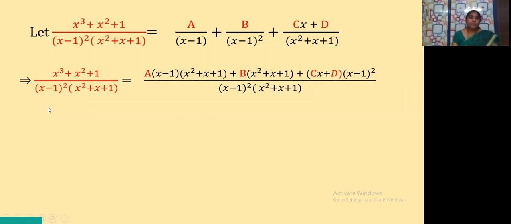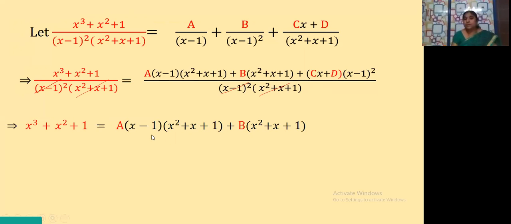So be careful there. Now on both the sides the LCM gets cancelled, yes or not? So after cancellation, this is the equation that is left. Here I am trying to cancel this, children: (x minus 1) whole square, (x minus 1) whole square, and the quadratic term, both are cancelled. So after cancellation, what is left? x cube plus x square plus 1 is equal to a into (x minus 1) into (x square plus x plus 1) plus b into (x square plus x plus 1) plus (cx plus d) into (x minus 1) whole square. So both the sides' numerator terms are left.